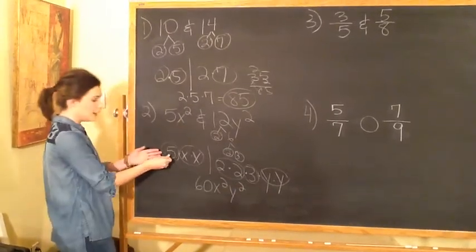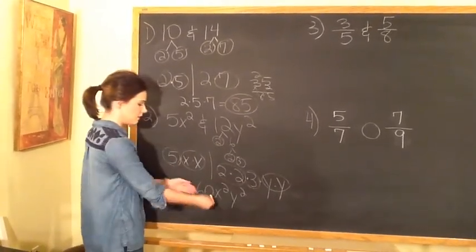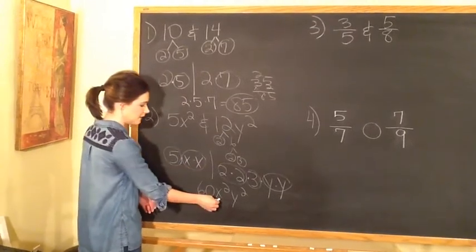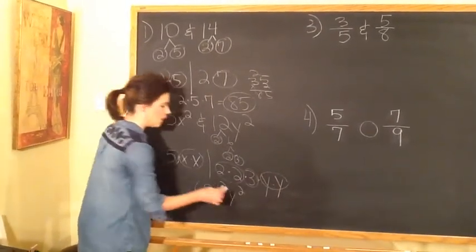So basically, if you multiplied 5 times 2 times 2 times 3, you'd get 60, and then x times x gives you x squared, y times y gives you y squared.